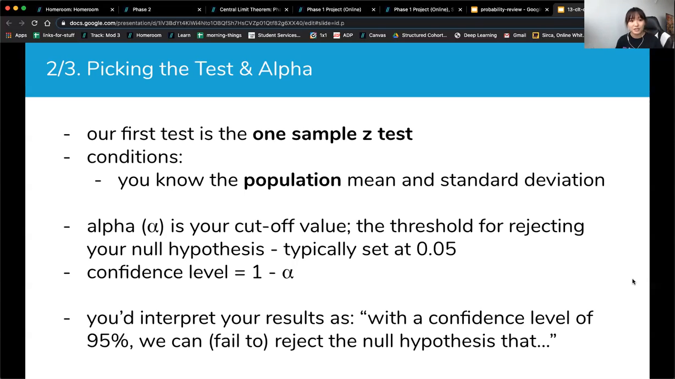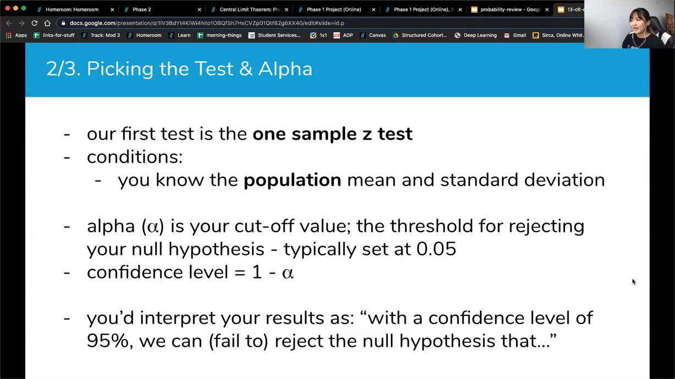There are just going to be a lot of other situations, in the tests we'll see over the next few days, where you don't know the population mean and standard deviation. So therefore, we're going to use a one sample Z-test since we do know that the population mean and standard deviation are 100 and 16.